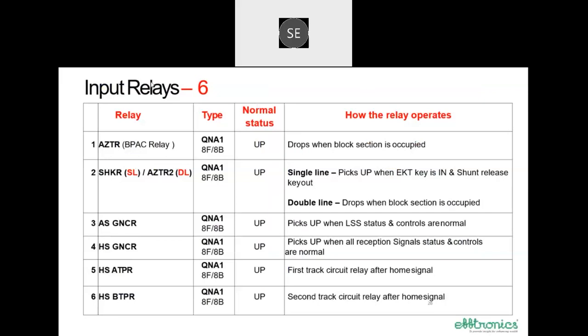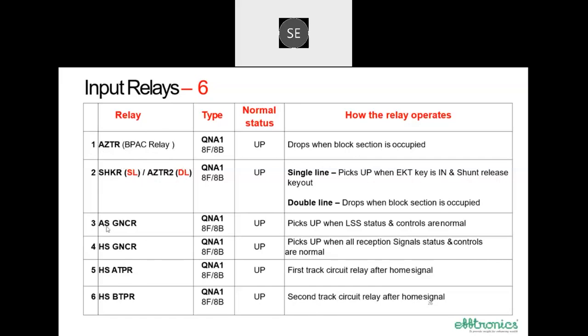So as I said, there are 6 input relays to the system. These are those 6 input relays. The first one is input from axial counter, as I said in the starting. So that is BPAC relay, one input from axial counter. And for single line, we use shunt KR relay to permit the shunting, to enable the shunting. This is only available in single line. For double line, in place of this relay, a second BPSC relay will come, for dispatch and reception.